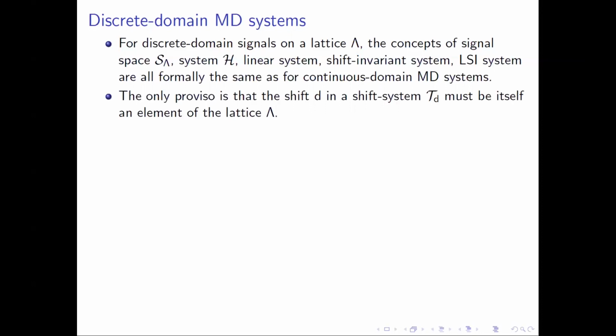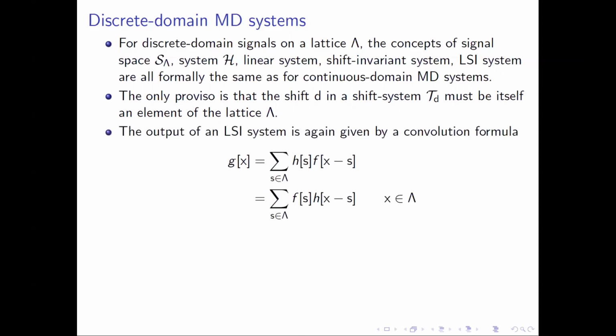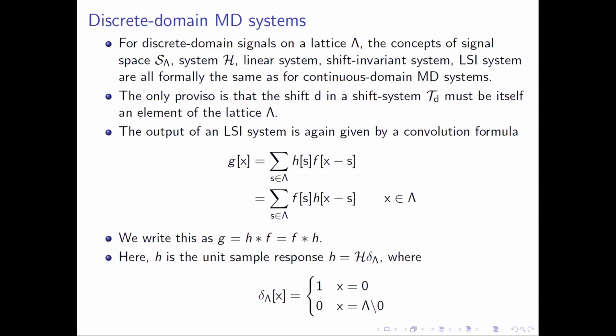For the shift system, T sub D, the shift D must be a point of the lattice. This makes the shift system well defined. Convolution has a similar form to the continuous domain case, but it's now a sum over points of the lattice rather than an integral. We use the same asterisk symbol to denote convolution, and note that convolution is again commutative. In place of the Dirac distribution, we have the unit sample, delta sub lambda of x, which is a very simple function, 1 at the origin and 0 everywhere else. It defines the convolution kernel H, which is equal to the output of the system when delta sub lambda is applied. And this is called the unit sample response.